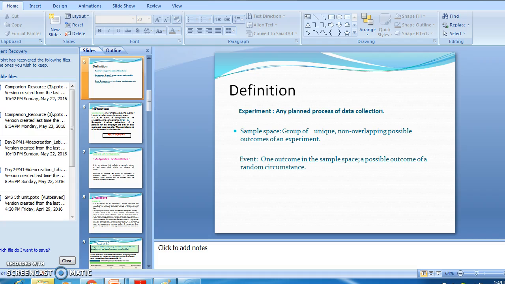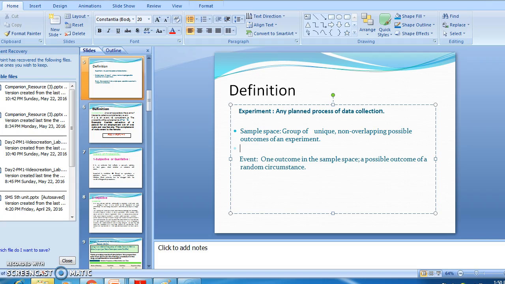What's an experiment? Any planned process of data collection can be called an experiment. What's a sample space? It's a group of unique, non-overlapping possible outcomes of an experiment. What's an event? One outcome in the sample space, a possible outcome of a random circumstance.